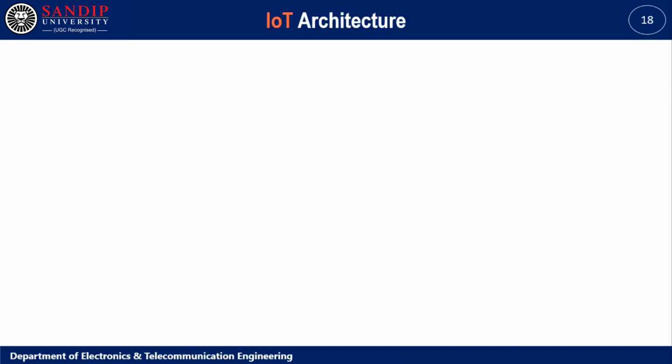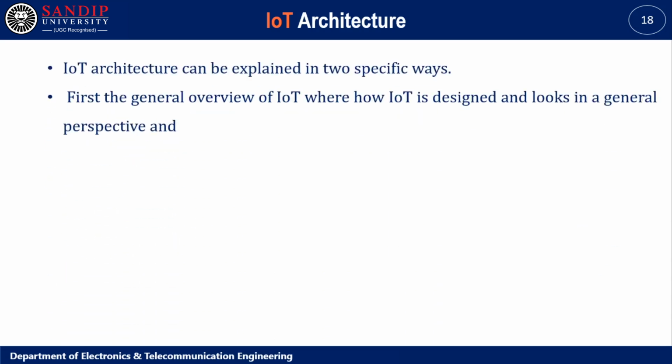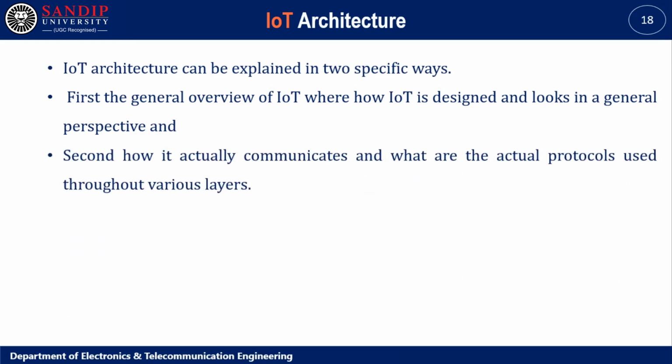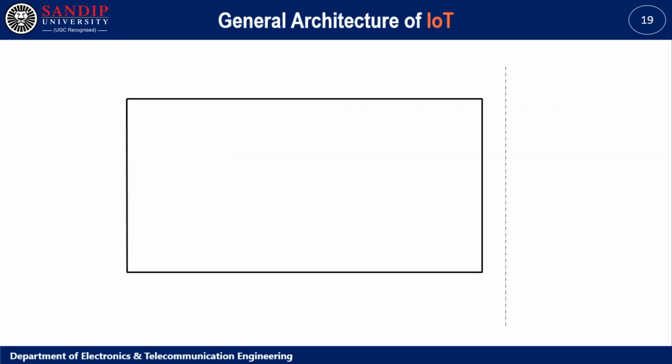Now let us discuss IoT architecture. IoT architecture can be explained in two specific ways. First, the general overview of IoT, where how IoT is designed and looks from a general perspective. And second, how it actually communicates and what are the actual protocols used throughout various layers.